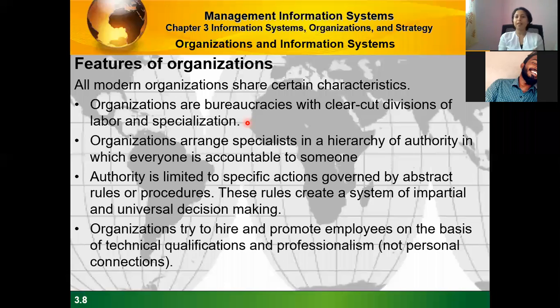So what is an example for division of labor? Is there division of labor in day-to-day life? Do you experience division of labor? I think we have several answers.